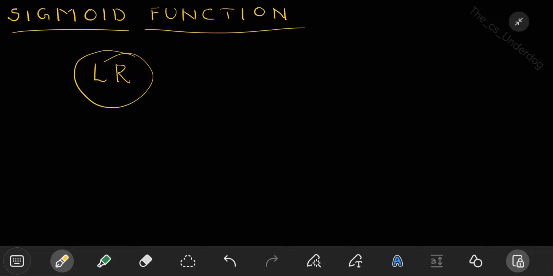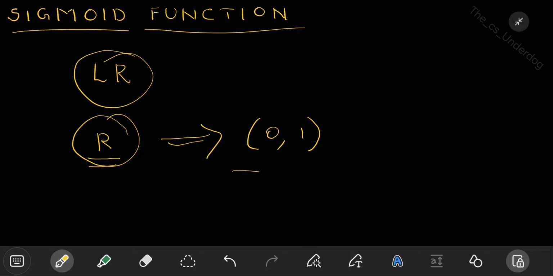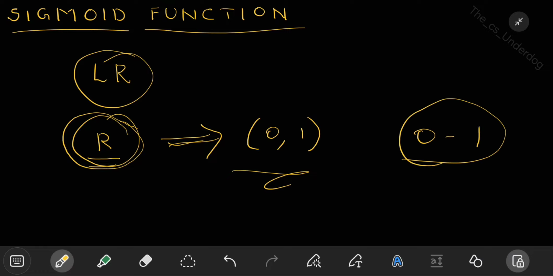Okay? The speciality of the sigmoid function is that if you give any real valued number, it will map it to a value between 0 and 1. This is why the sigmoid function is very useful. It is particularly useful for binary classification because if you give any real valued number, it can map it to a value between 0 and 1. So this can be interpreted as probabilities, because probability should always lie between 0 and 1, right? So the output of the sigmoid function can be easily interpreted as probability.